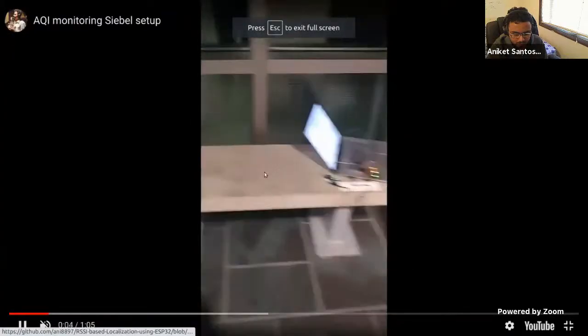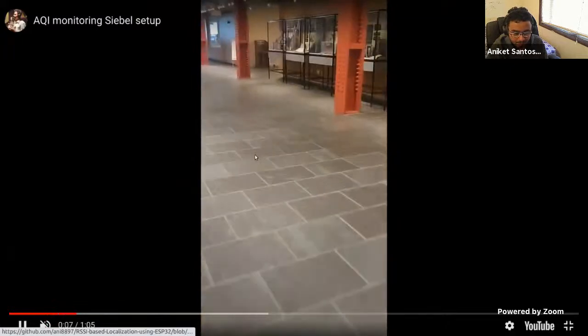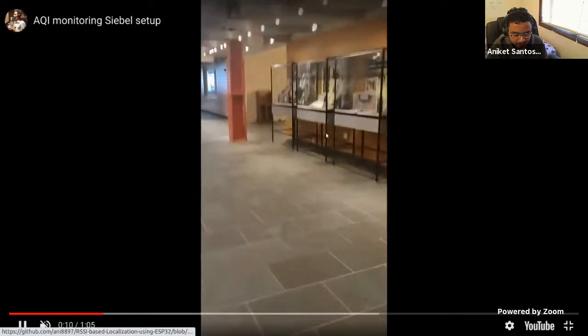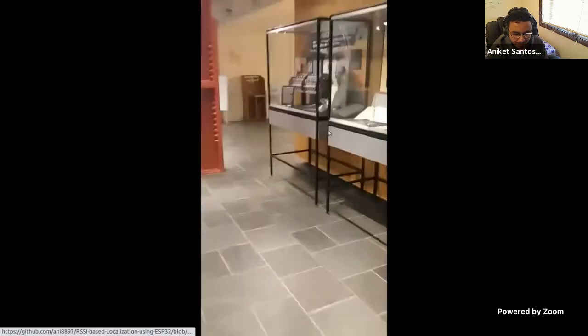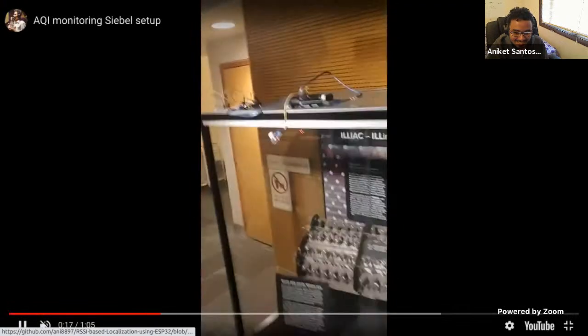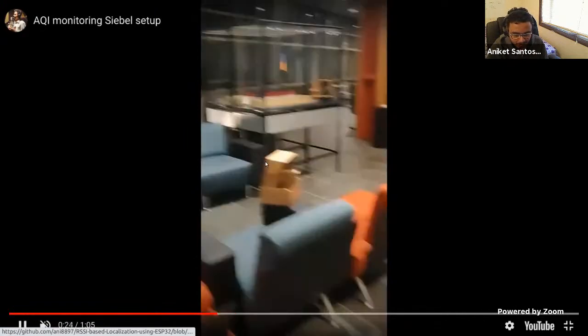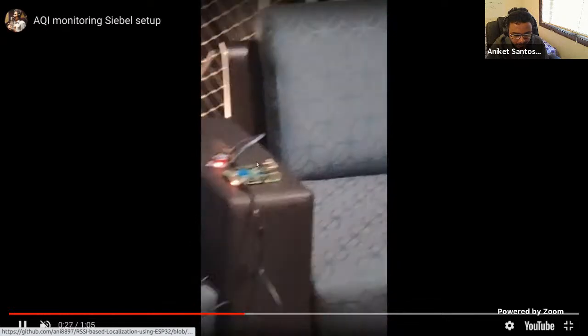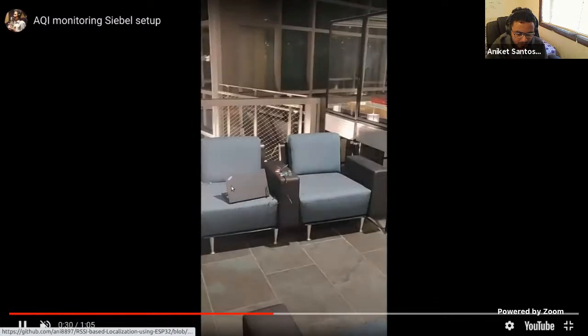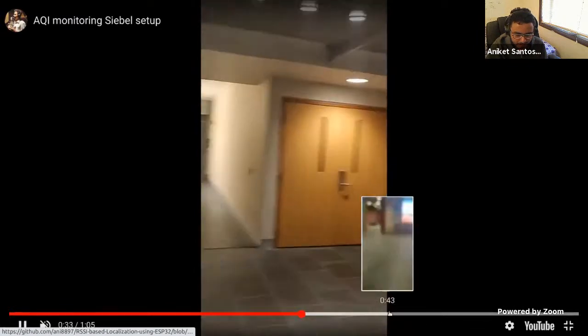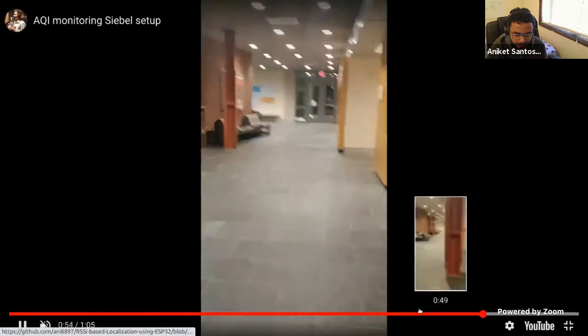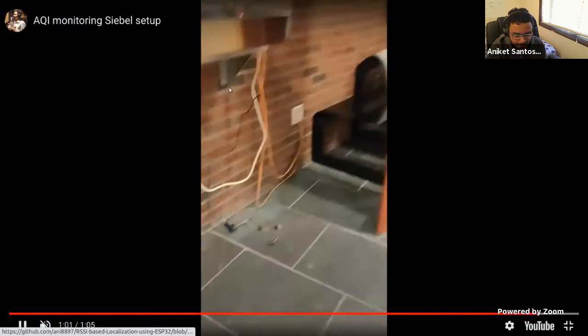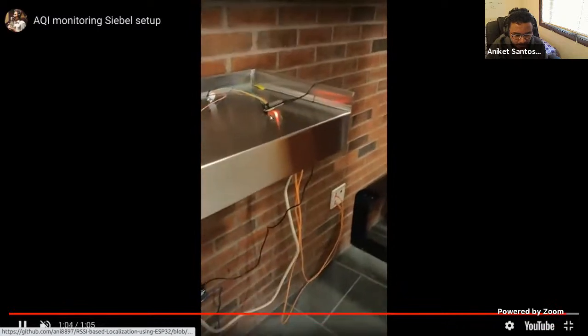So this is the first place where we placed our AQI sensors. And this is Siebel. Pretty nostalgic, given that COVID ruined everything. So this is the second place where we see the Zigbee as well as the AQI node. This is the central place where we collected all the information coming in. If I skip ahead in the video, we had another sensor placed right outside this class, which is 1109. And we have another AQI sensor out here along with the Zigbee node. So this is the deployment setup we had.